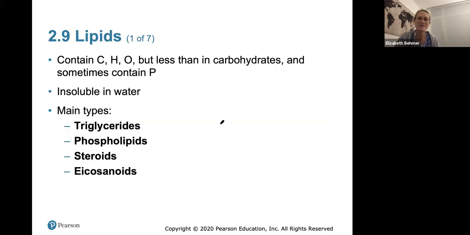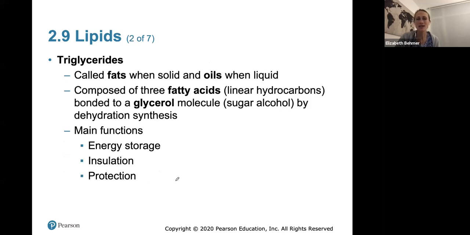Lipids then are insoluble in water. These are the main types of lipids: triglycerides, phospholipids, steroids, icosanoids. Triglycerides are called fats when solid and oils when liquid. They're composed of 3 fatty acids bonded to a glycerol molecule. And your lipids, the triglycerides, help in energy storage, insulation, and protection.